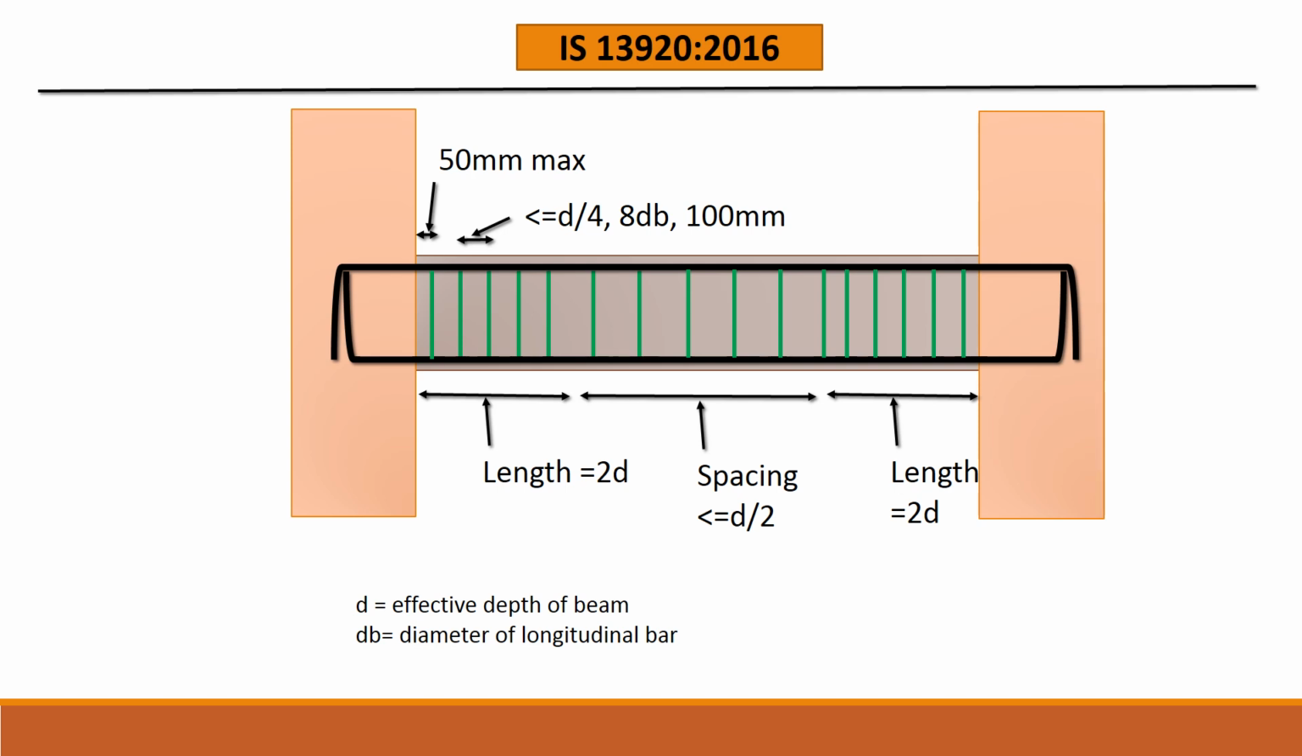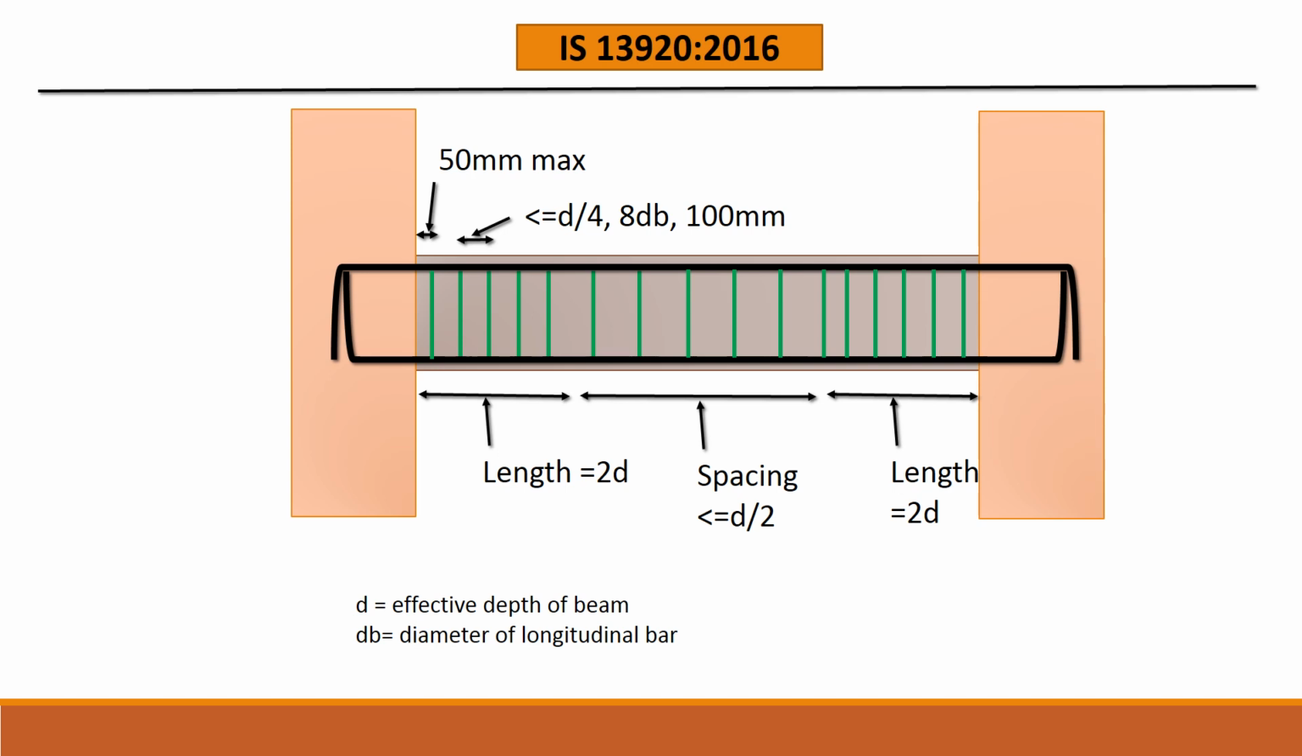Then, from the supports, for a length of 2D, where D is the effective depth of the beam, the transverse reinforcement or the stirrups are closer, and the spacing of these is less than or equal to D by 4, or 8 times dB, where dB is the longitudinal bar diameter, or 100 mm, whichever of these is lesser.